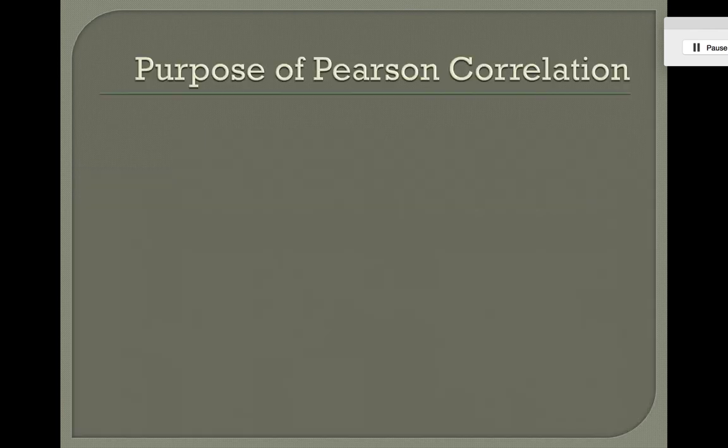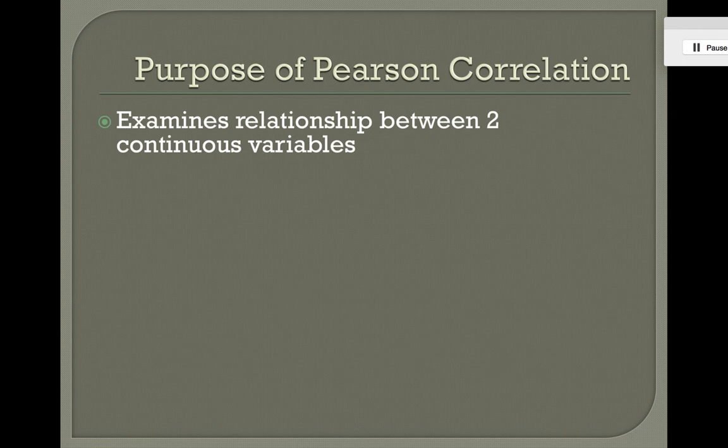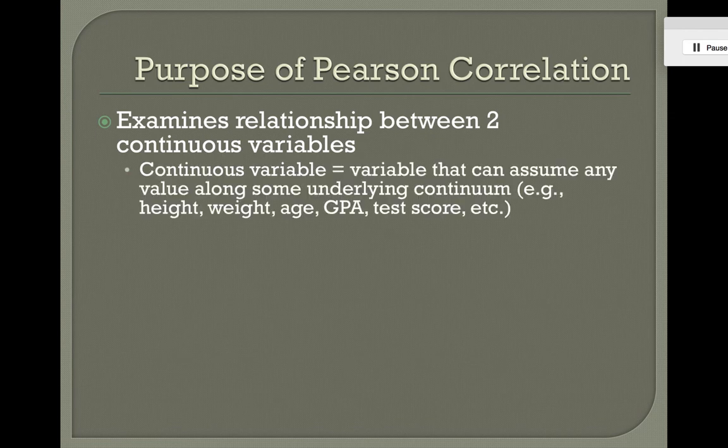So first, let's begin with talking about the purpose of the Pearson product moment correlation statistic. Now, the purpose of the Pearson product moment correlation statistic, which is what we call our correlation statistic, is to examine the relationship between two continuous variables. Now, when we say continuous, what is it that we are talking about? Continuous variables mean that we have an independent variable and also a dependent variable that we assume can have any value along some underlying continuum.